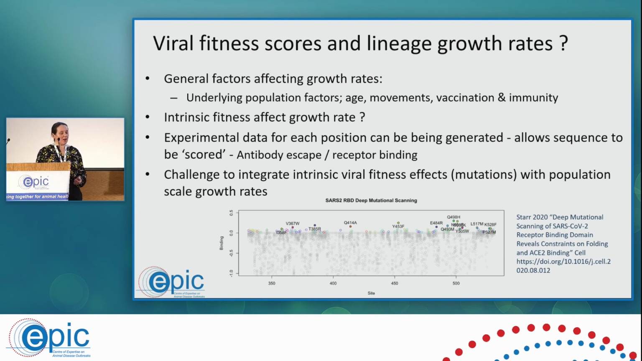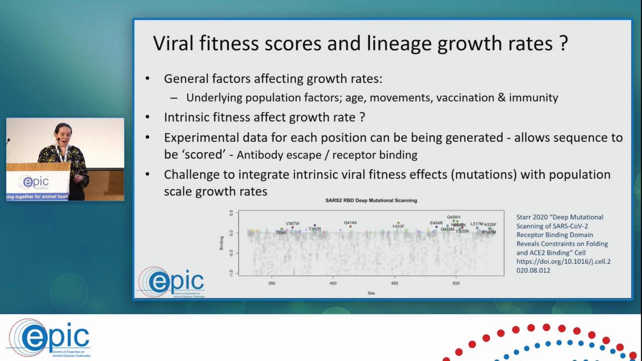And so I would say also with these growth rates, you have lineages and they have certain growth rates. What factors would affect those growth rates? Well, you've got your underlying population factors, your age, for example, movements, your vaccination immunity, and this goes for humans, the same as birds, the same as other farm animals. But you might have an intrinsic effect on the virus growth rate as well, like the mutations of the virus might actually be making the virus more transmissible. This might be what's happening with the H5N1 taking over from the H5N8.